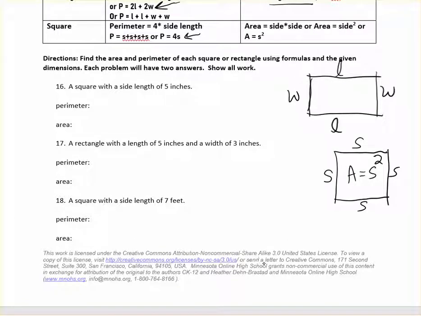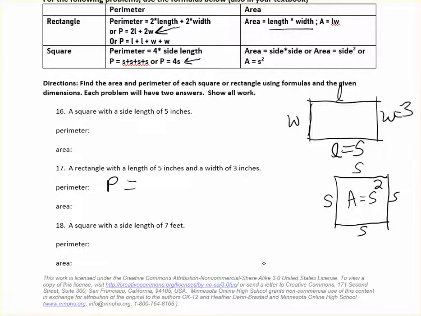It says you have a rectangle with a length of 5. I'll write that on here. And a width of 3. You may also want to draw a picture to help you solve these. To find the perimeter, I look back at my table and it says that the perimeter of a rectangle is 2 times length plus 2 times width. So I replace L with 5, that means 2 times 5, and I replace W with 3.